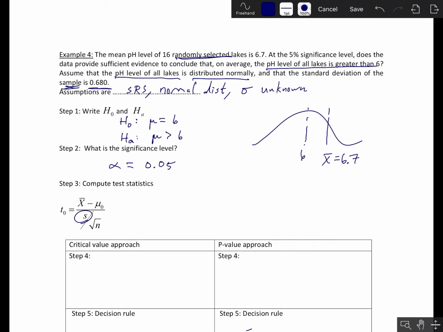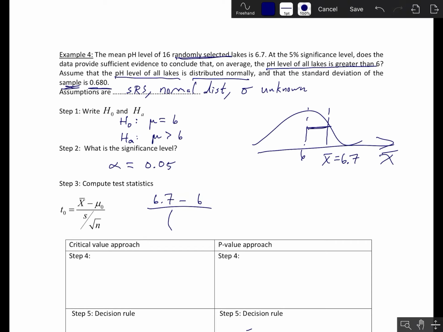Okay, now we'll compute the test statistic. It's the same method of computation. Notice here, though, that we're using the sample standard deviation. But otherwise, it's the same idea. So we'll take the sample mean that we got. It says that the sample mean was 6.7. We're subtracting from it the mean from the null hypothesis, so that would be minus 6.